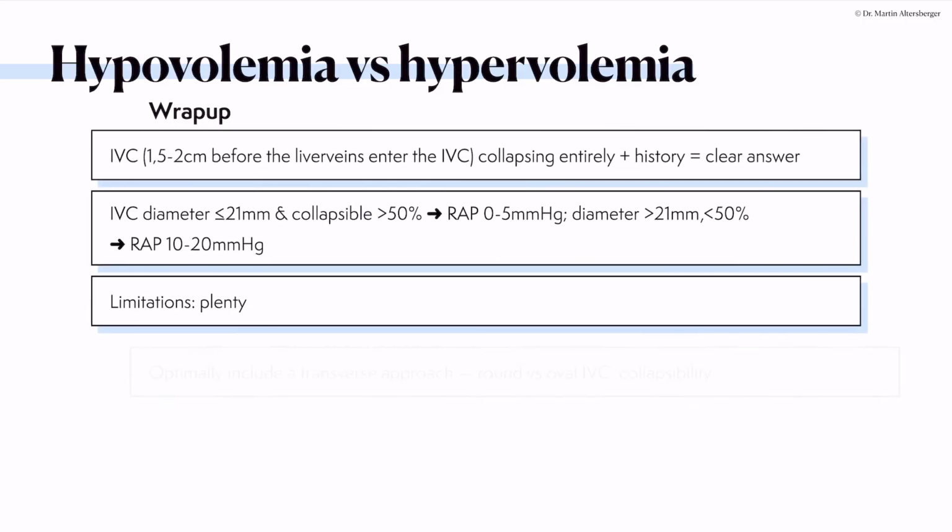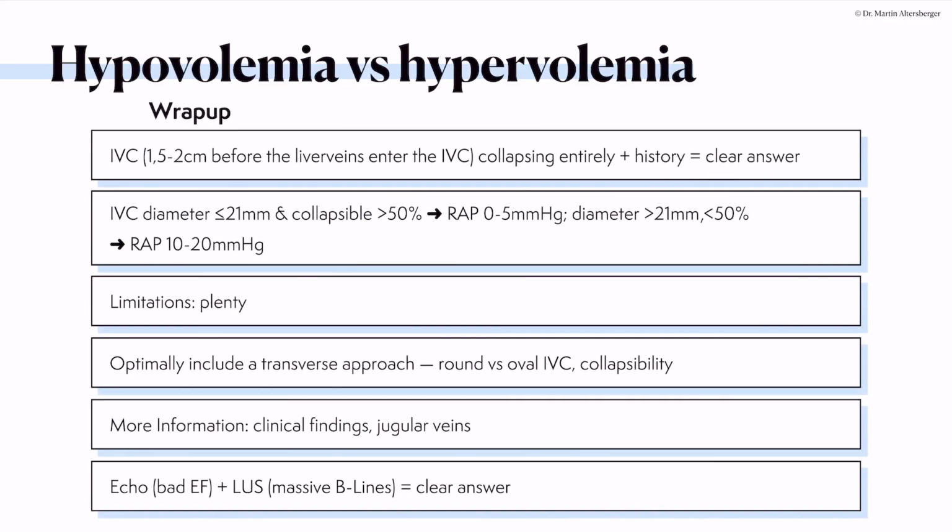How can we differentiate? To wrap it up for now, the IVC gives important clues, especially if it's collapsing entirely, if it's really small. Plus, in the previous case we had a history, we have a clear answer. This is most likely not hypovolemia, but if it's collapsing entirely, if it's very, very small, it's hypovolemia. Depending on the IVC diameter, if it is above or below 21 millimeters, or equaling 21 millimeters, and the collapsibility, we assume right atrial pressures.